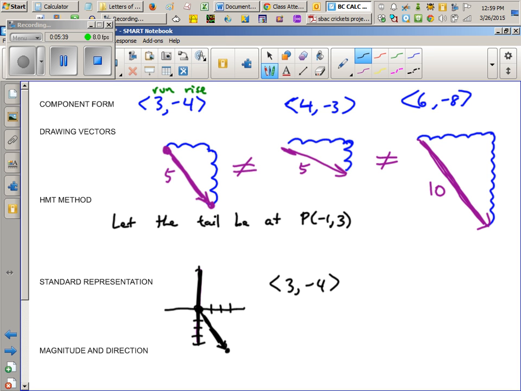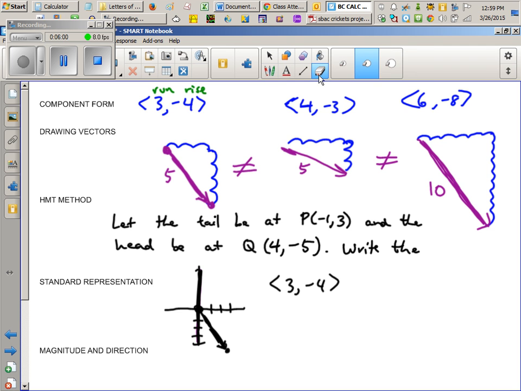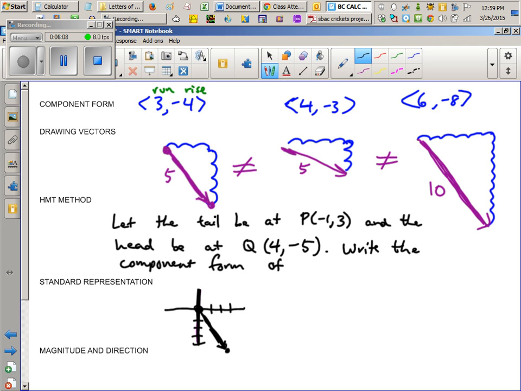1, 3, and the head be at Q 4, negative 5. Write the component form of the vector. So write the component form of the vector. The vector's name, I guess, would be PQ, or you could just, you don't need a name for it, really.